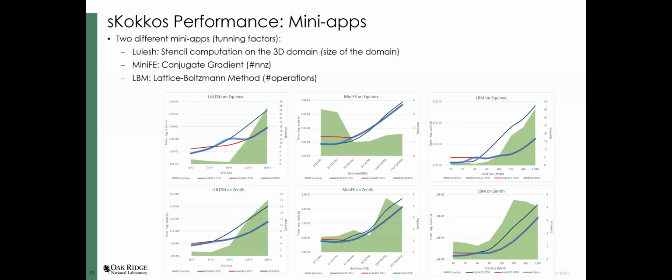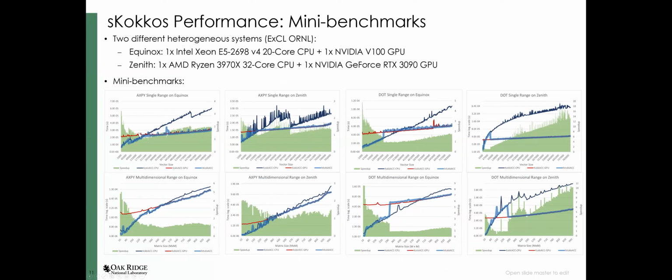Here is the same. I'm extending the performance analysis study by using not only a relatively simple mini benchmark, but also applications. Something that I forgot to mention in the previous slide, so let me come back to the previous slide very quickly. As a tuning factor here, we use the number of operations. In this mini benchmark, we basically have one single parallel for, parallel reduce. So they are very simple test cases.